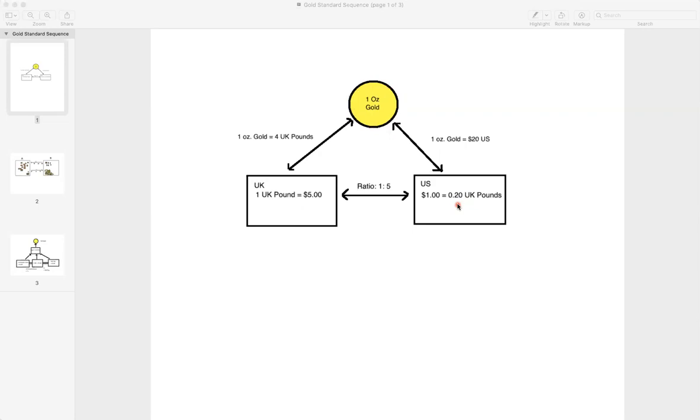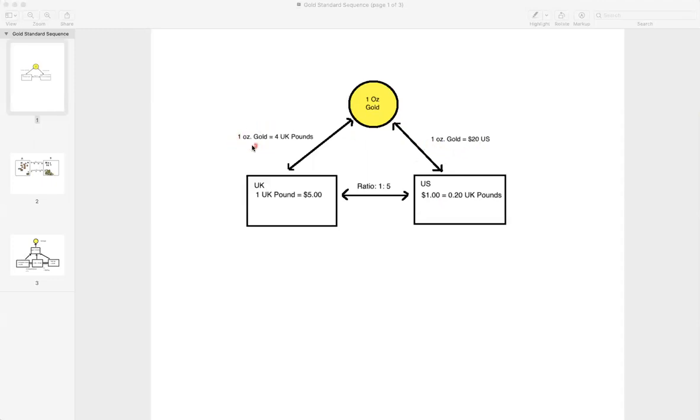gold standard system worked. So if you had US dollars, the US said, okay, if you bring us 20 US dollars, we will give you 1 ounce of gold. Or if you brought 1 ounce of gold to the government, you could receive 20 US dollars. And different countries would have different ratios.